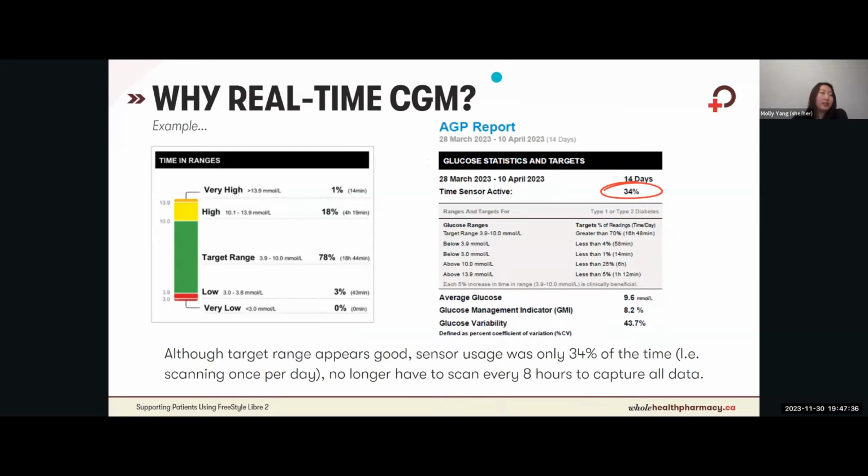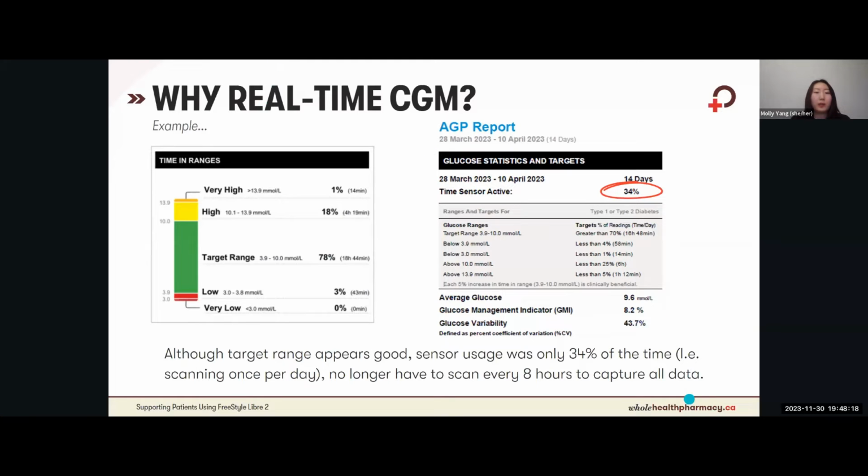One of the key questions, and I know we've addressed this in a previous slide, is why real-time CGM versus intermittently scanned CGM. In the past, with intermittent scanning, where the patient is scanning it, you see the target range, and you see, okay, this patient's time in range is 78%, so that's good. But when you look at it further in terms of how much time the sensor is active, you see the sensor may only have been active for 34%. That means this patient only scanned once per day, so it only captured about 8 hours of data per day. It's still not the full picture.